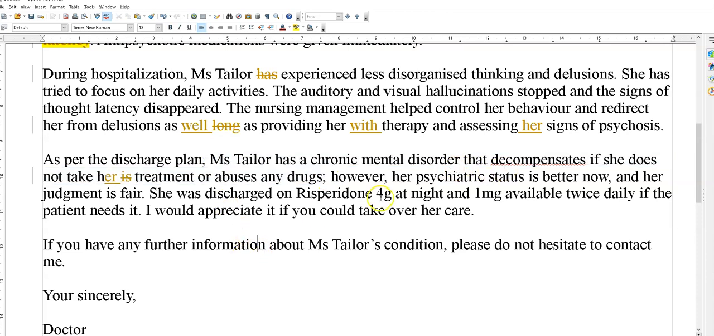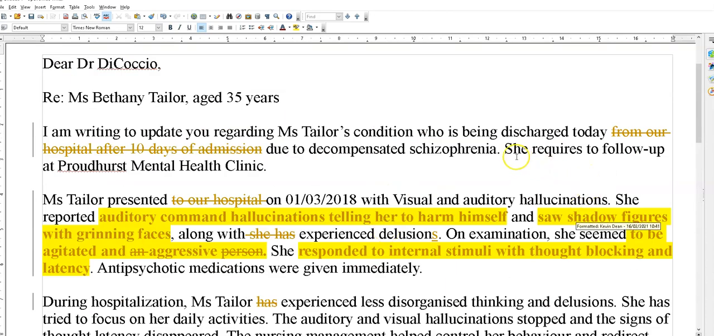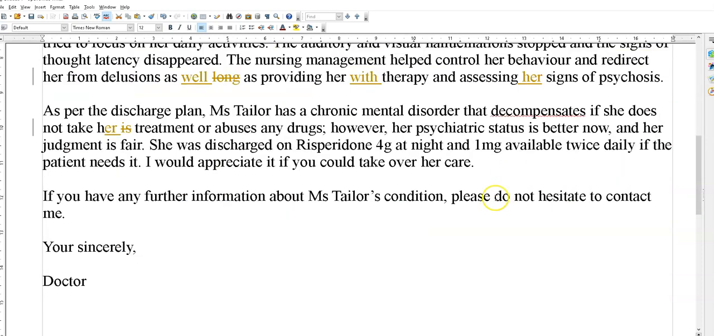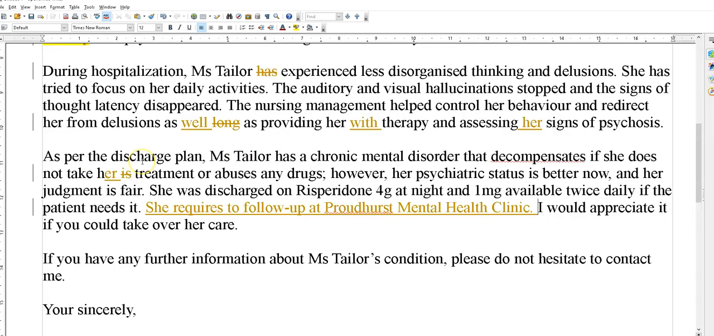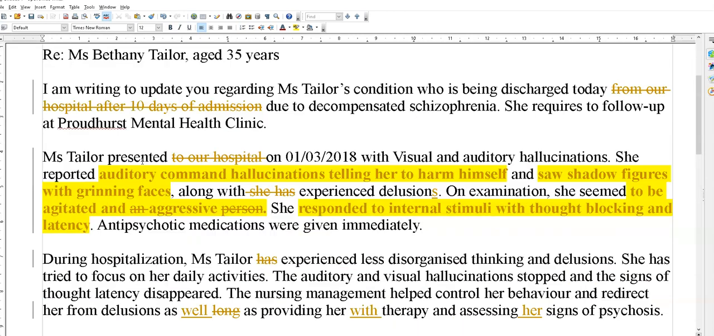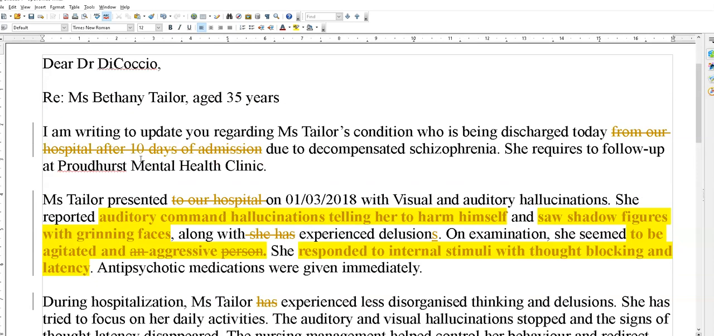Psychiatric state is better now, fair, discharge. And I would have put this bit at the bottom. The patient needs it. She's required to follow up. Would appreciate if you could take over her care. Okay, so I would have probably put that at the bottom. So there's a few things we could omit to make it more concise and clearer at the start.